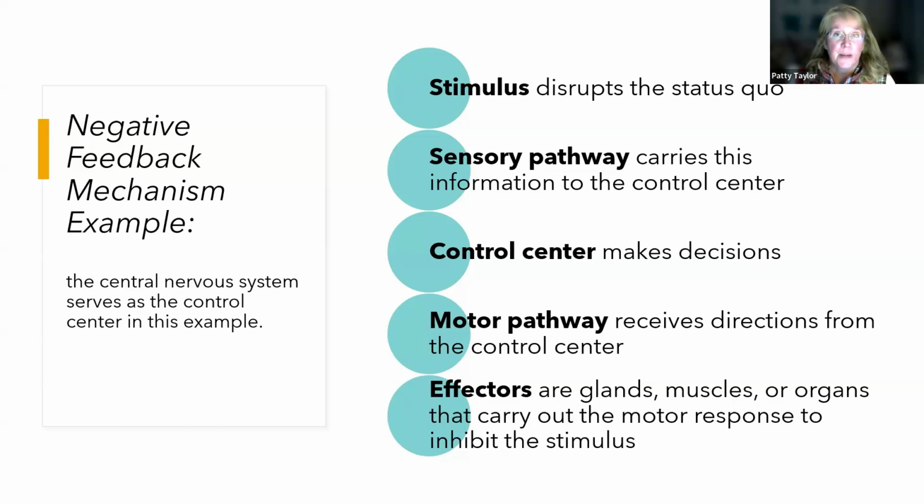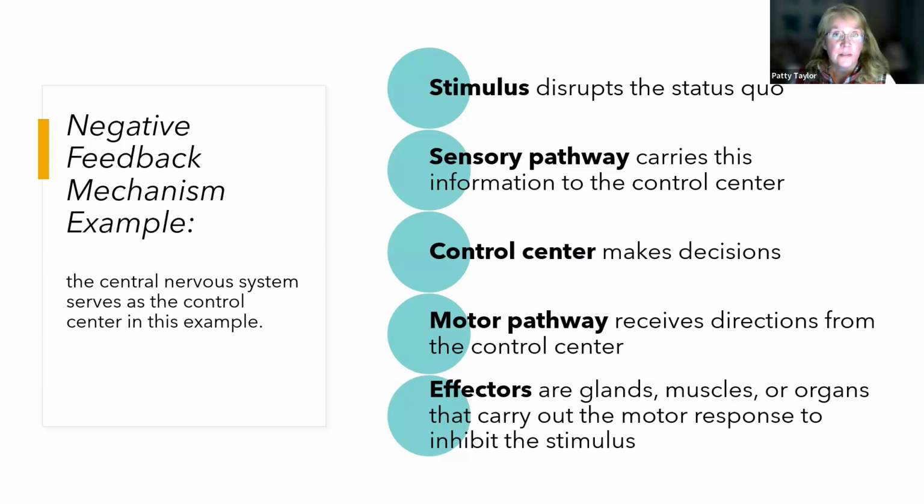So a negative feedback process starts with a stimulus that disrupts the maintenance of a balance or a dynamic equilibrium. It puts us outside of our range of values that are acceptable. There is a set of sensory nerves called a sensory pathway that carries that information to the central nervous system. Keep in mind, we're using an example this time that uses the central nervous system, such as brain or spinal cord, as our control center.